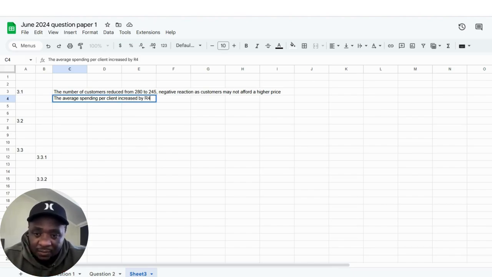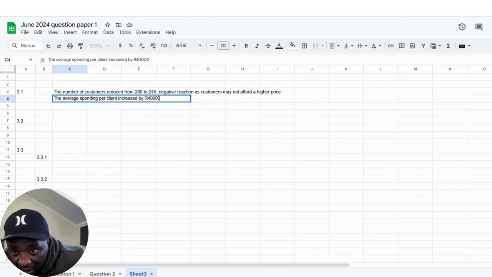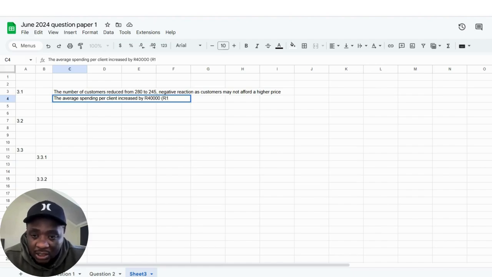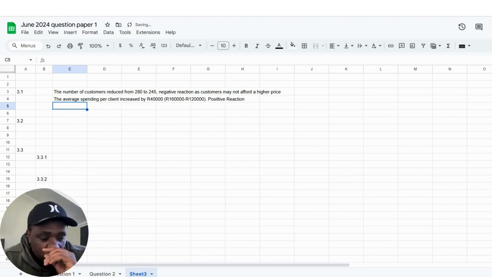by 40,000, and then you can just show how you worked out that 40,000, that it's 160,000 minus 120,000. Positive reaction. And then the last part is to say whether it was beneficial to the business.